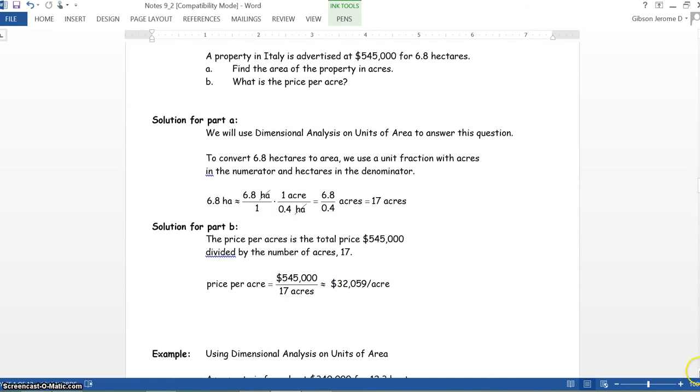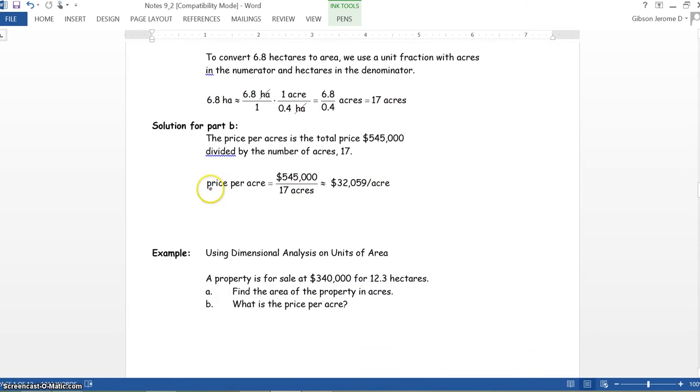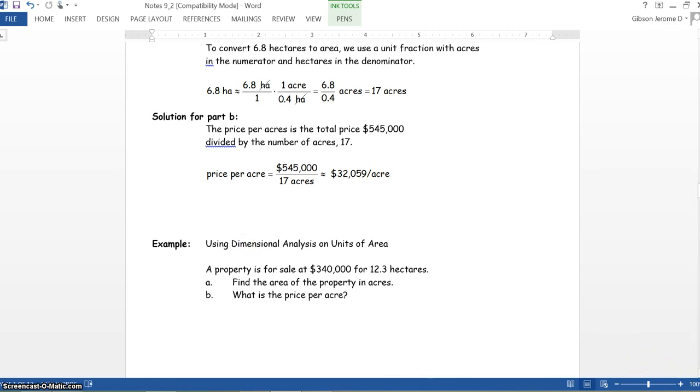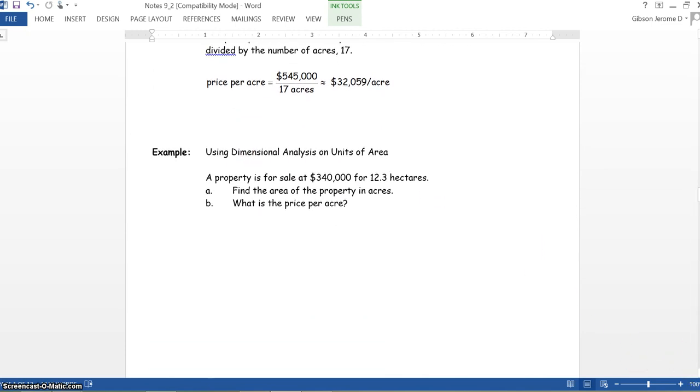Now, we go here. It says solution for part B. The price per acre is the total price, $545,000, divided by the number of acres, which we have here. So price per acre will end up being $32,059 per acre. Now, we go down here to the next example.